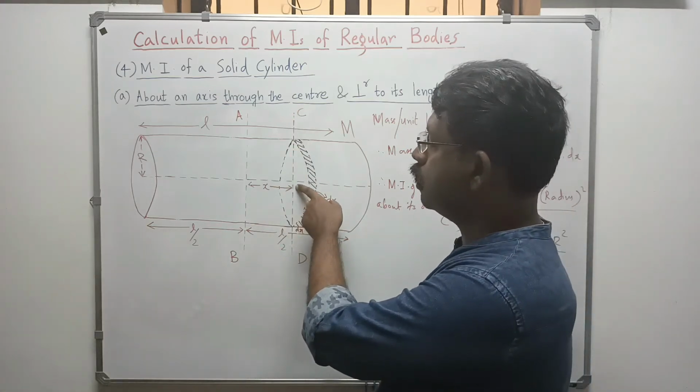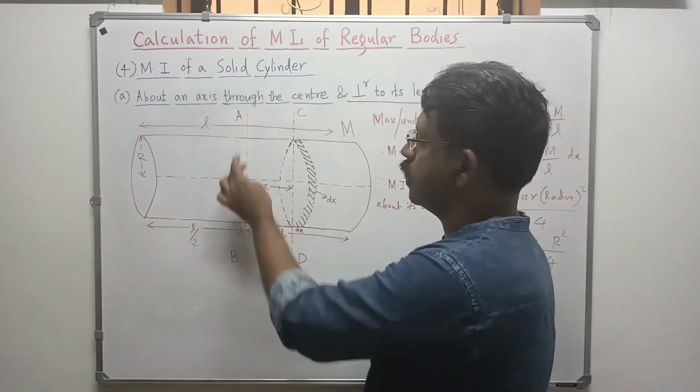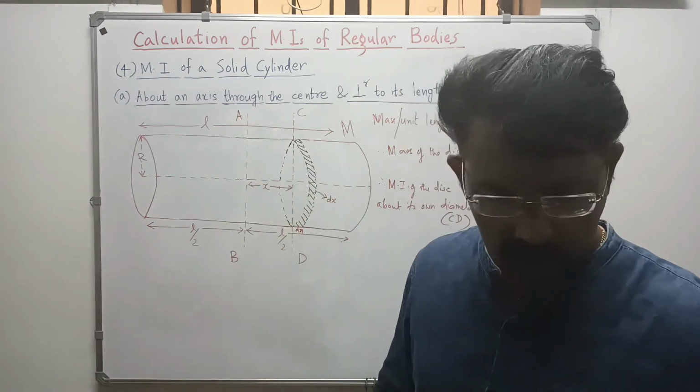After getting this one, you can find out this one. What is the moment of inertia of this disk about AB? Just apply the parallel axis theorem. So that is our next step.